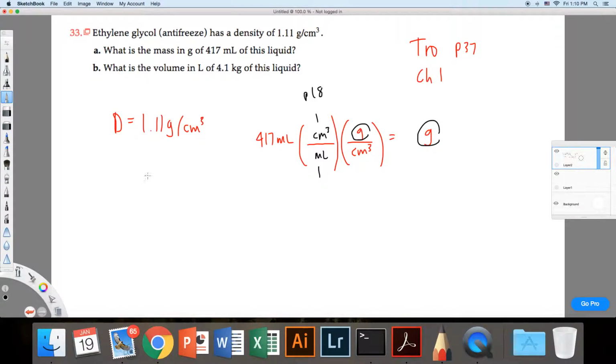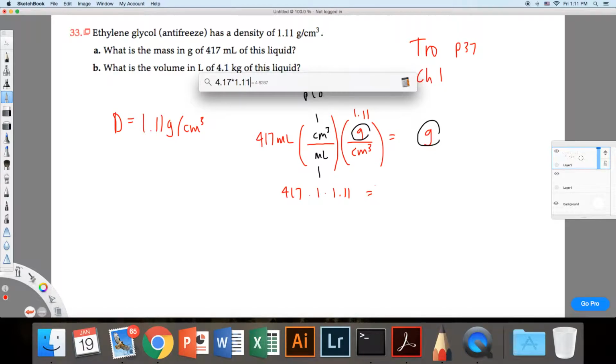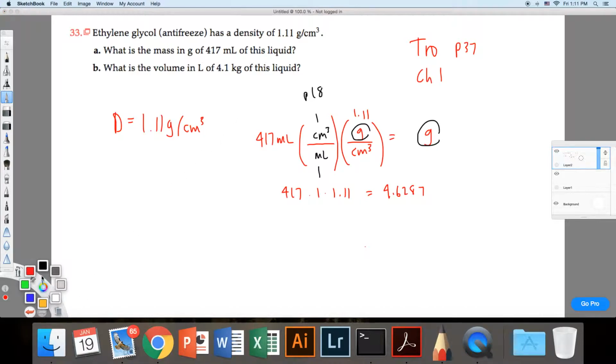So now that we know that, let's put our numbers in and calculate this problem. How many grams per cubic centimeter? Let's say 1.11. So this is going to be 417 times 1 times 1.11 divided by 1. 417 times 1.11 is equal to 462.87. Now, I started with 3 sig figs, and there's 3 sig figs here, so there need to be 3 sig figs in the answer. So this is going to be reported as 463 grams.